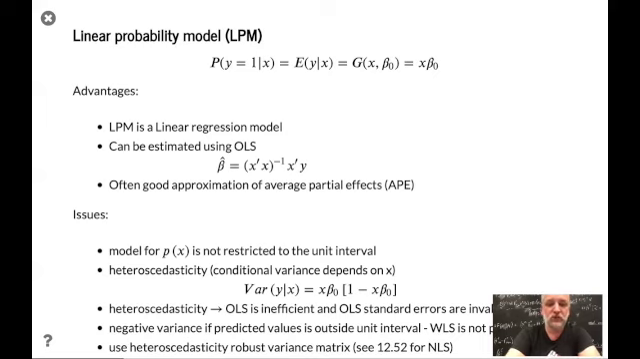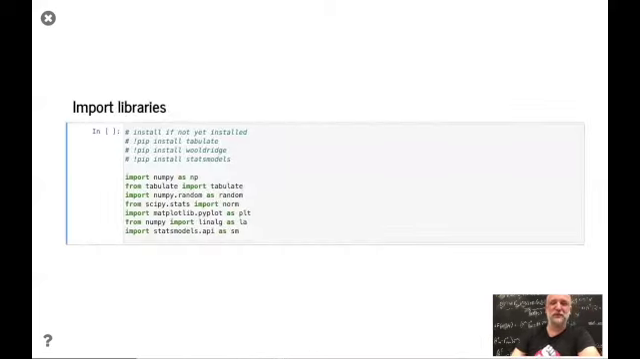So really, that's in short some of the issues you have with the linear probability model. What people do is just estimate the linear probability model with OLS, and then use a heteroscedasticity robust variance covariance matrix for computation of the standard errors. And then do not take predictions outside the unit interval for the probabilities too seriously.